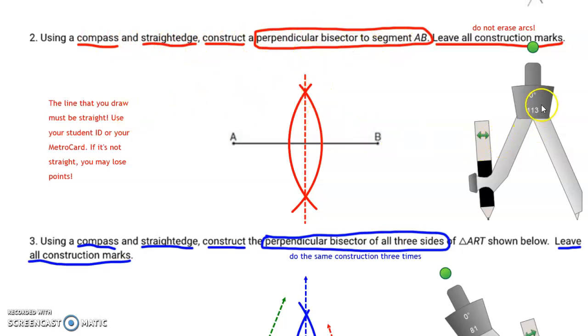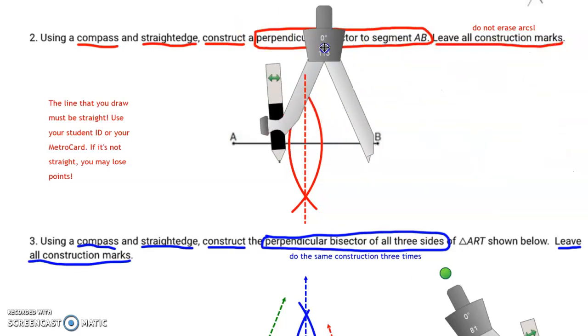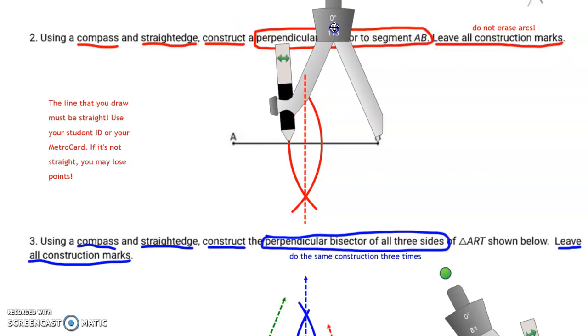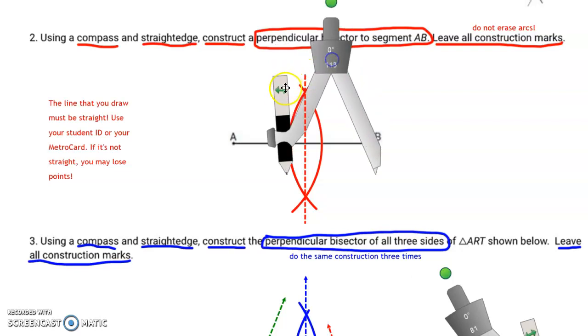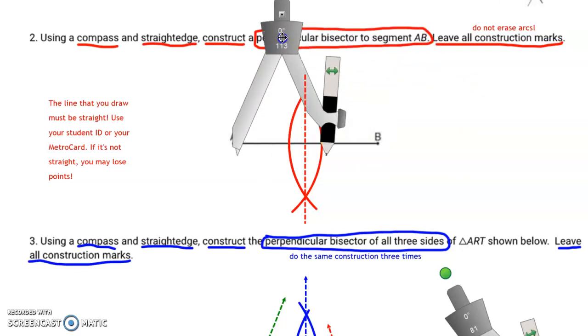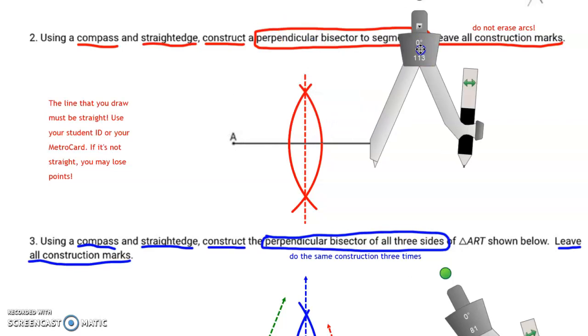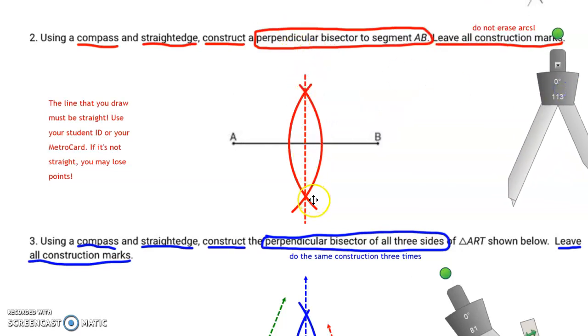So what we've done was we took the compass and we set it to point B and drew an arc. Then we flipped the compass, kept the same exact measurement, set it to point A and drew an arc, and then connected those two intersected arcs.